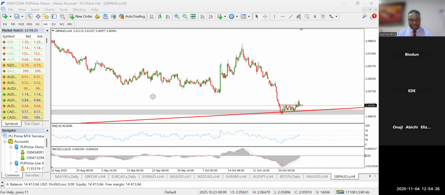You can see RSI has already crossed below 50 again. That does not mean it's a sell. It's just a retracement. Now, this may form a double bottom before finding its way up. So if you're on this GBP AUD, you need to exercise some caution and some patience. I believe with time it will still find its way up.